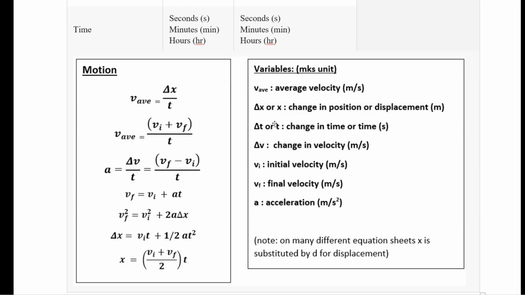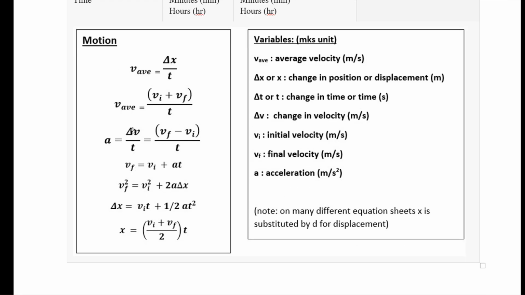Coming down to some equations. We'll get to these as we go along. This is velocity average, change in position over time. Velocity average, take that one away. Add initial velocity and final velocity and divide by 2. Acceleration, change in velocity over time. So that's the final velocity minus the initial velocity divided by time.